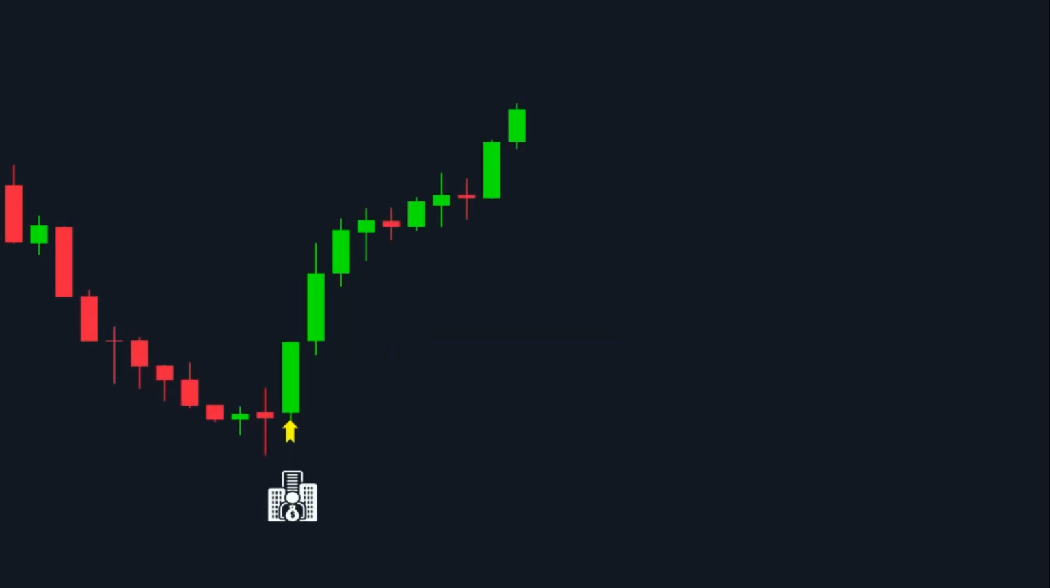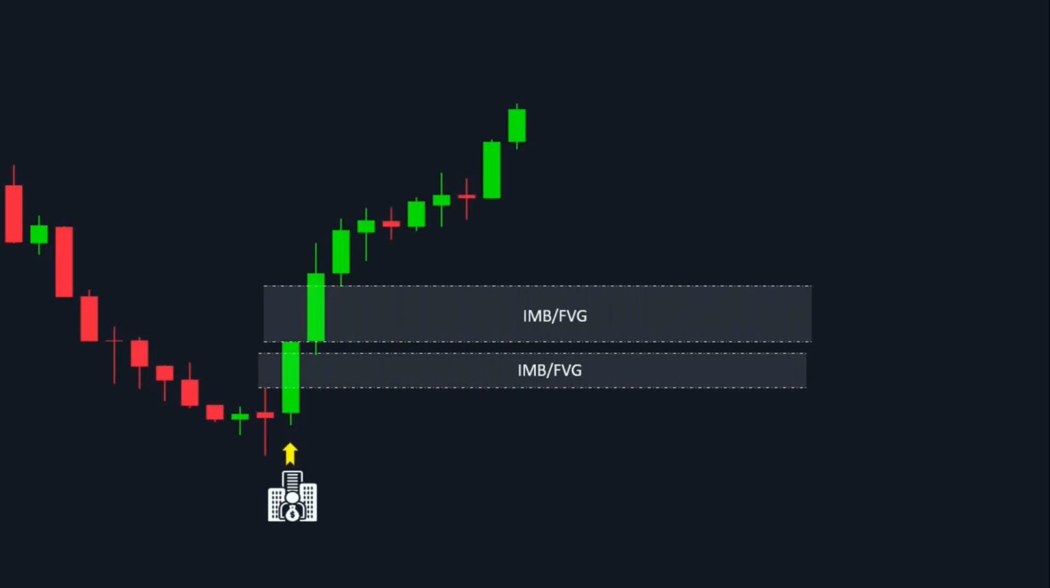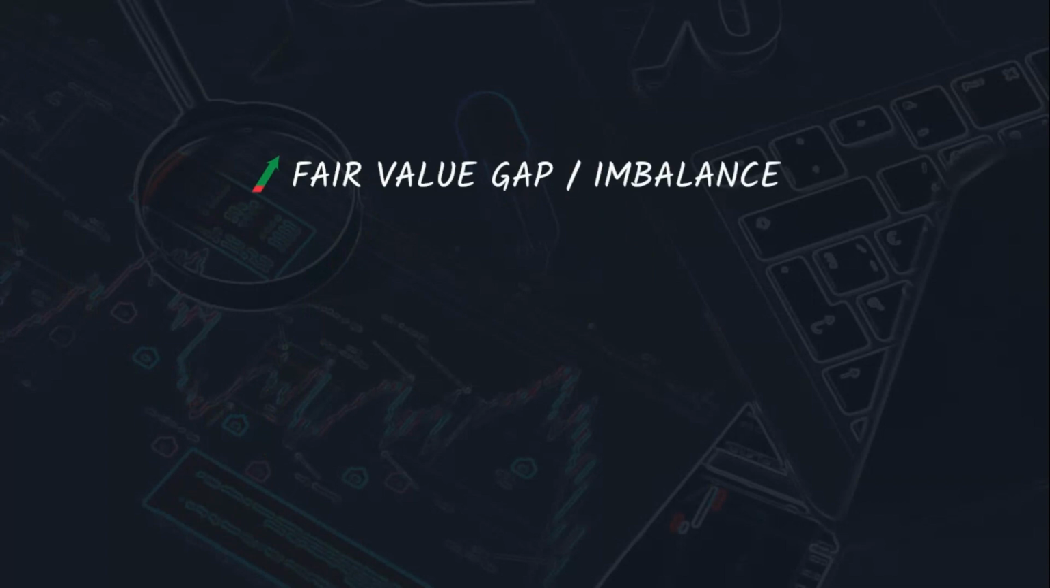Institutions don't just move price, they create imbalances in the market, known as fair value gaps. These gaps reveal where price moved too fast, leaving inefficiencies that the market later seeks to fill. It helps you see where institutional orders are likely placed, where retracements will occur, and where high-probability entries are hiding in plain sight. In this video, we're going to talk about fair value gaps, also known as imbalances.